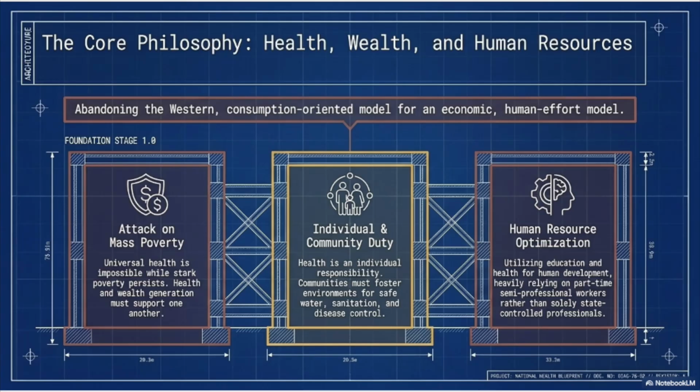The second was individual and community duty, where health is treated as an individual responsibility, and communities must foster environments for safe water, sanitation, and disease control. The third was human resource optimization, utilizing education and health for human development, heavily relying on part time, semi professional workers rather than solely state controlled professionals.